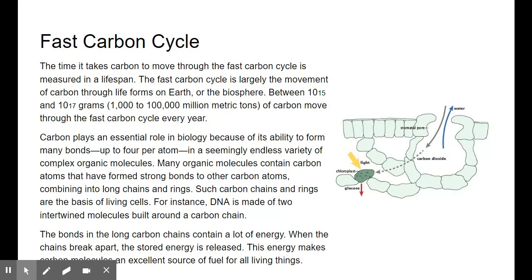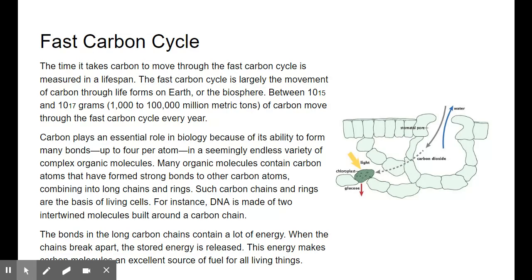The time it takes carbon to move through the fast carbon cycle is measured in a lifespan. The fast carbon cycle is largely the movement of carbon through life forms on Earth, or the biosphere. So, like we said earlier, about 10 to the 15th to 10 to the 17th grams of carbon move through the fast carbon cycle every year.